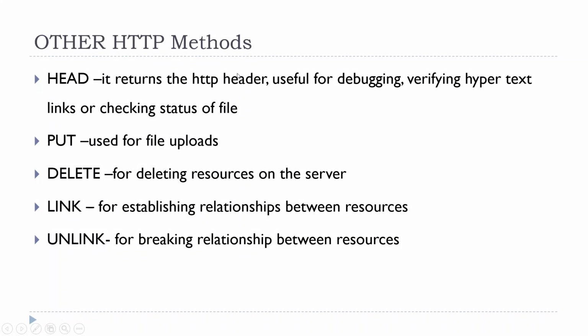Apart from GET and POST methods, there are other HTTP methods like HEAD, which returns the HTTP header, and it is useful for debugging and verifying hypertext links or checking the status of files. Then there is the PUT method, which is used for uploading files. The DELETE method is used for deleting resources present on the server. LINK is used for establishing relationships between resources, and UNLINK is used for breaking the relationships formed between the resources.